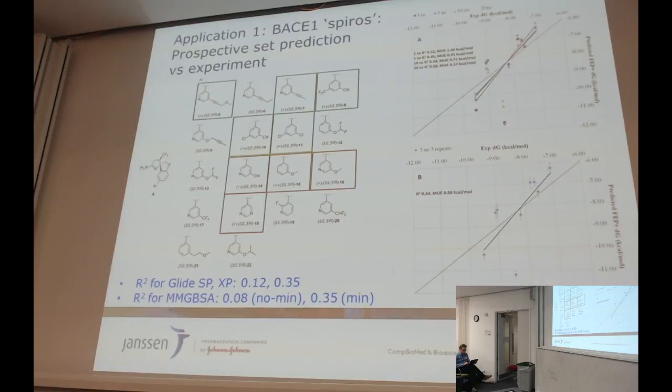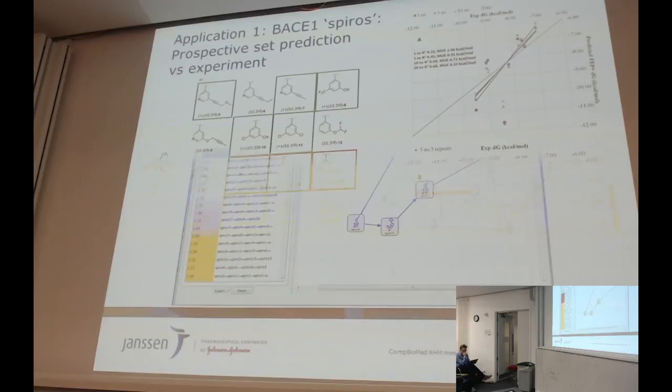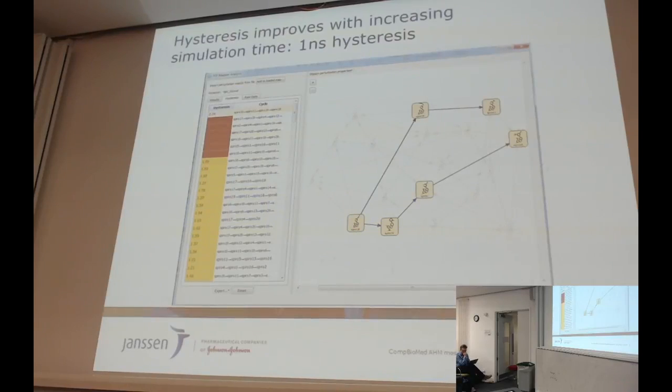So the standard deviation doesn't change much for repeats, and maybe this is what was being asked earlier. If very short simulation, you do a repeat, maybe it doesn't make a great deal of difference. But when you've got a big outlier like this, it does benefit from increased sampling. So if you consider the 20 nanosecond result, it's getting much closer to the diagonal, and it's moving in progressively with longer simulation time.